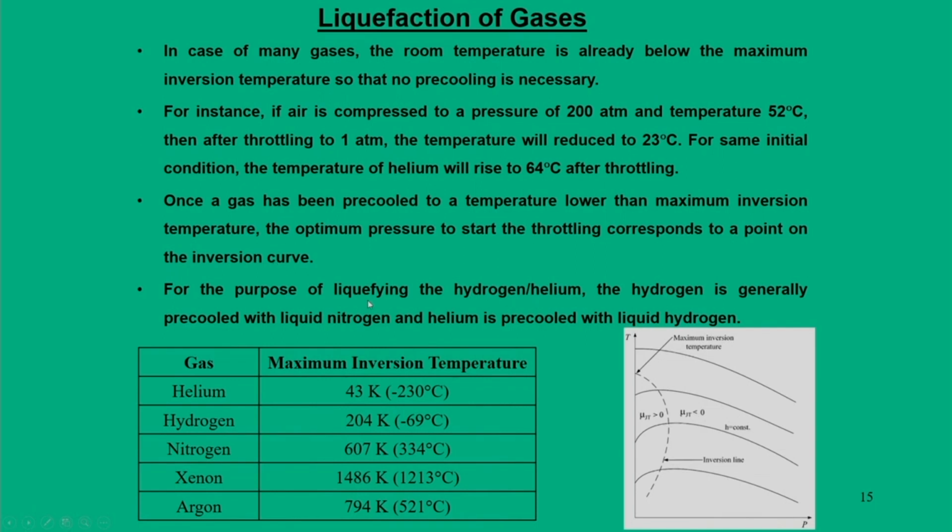Now, there are some issues. If you want to store hydrogen or helium in liquid form, hydrogen is generally pre-cooled with liquid nitrogen to achieve its initial state, and helium is normally pre-cooled with liquid hydrogen to achieve its initial state. So, for these cases there is a challenge of how you are going to store them in liquid form. Okay, with this I come to the end of this lecture, and towards the end I will try to solve a simple problem.